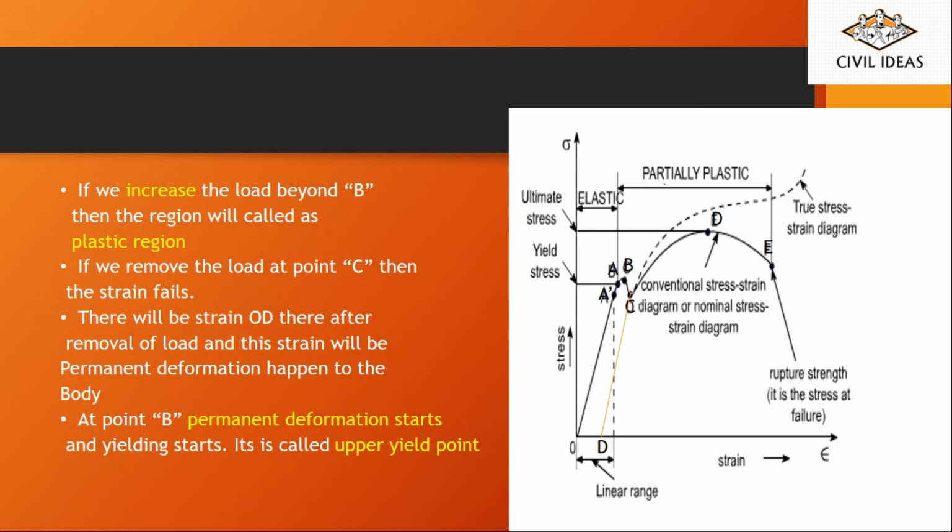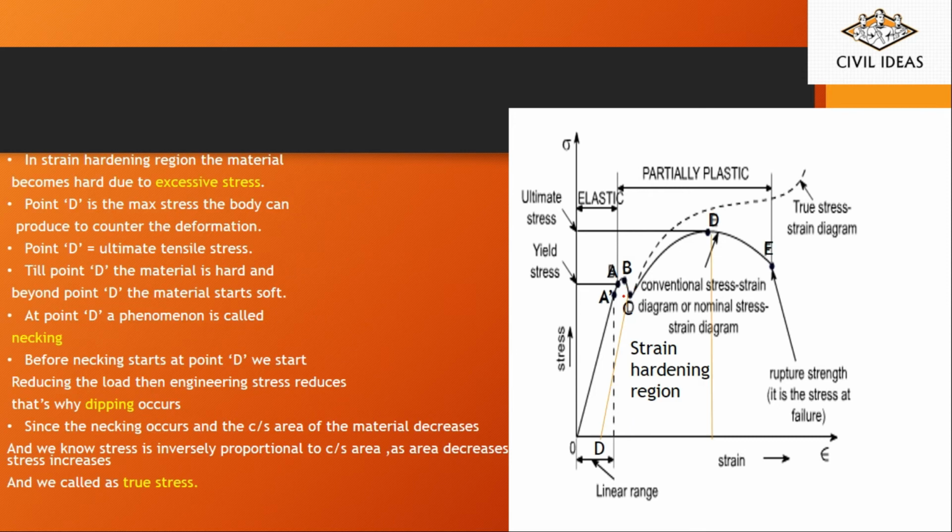If you remove the load from point C, then the strain falls from here like this. There will be a strain OD. This line is called OD. Then there will be a permanent deformation of the ductile material. Now at point B, the permanent deformation starts and yielding starts. This point B is called the upper yield point.